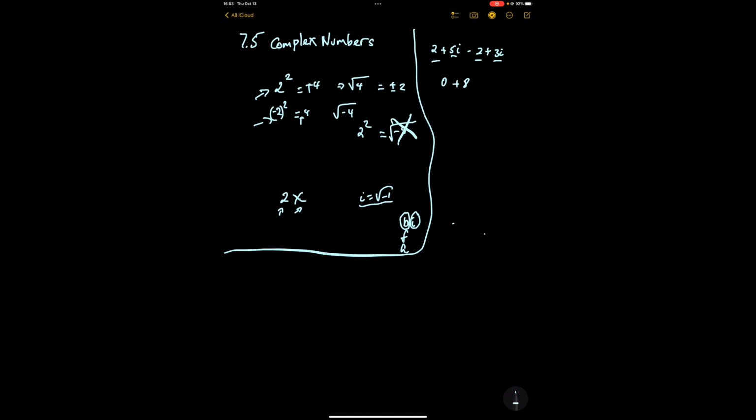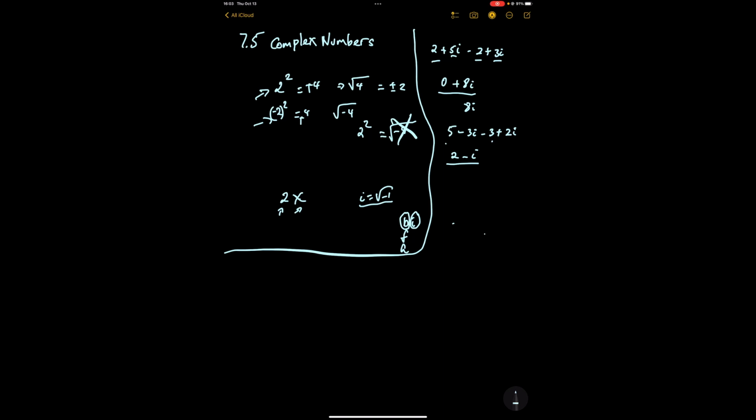5 plus 2 is equal to 8, so we would write 8i, but to make it more clear, it would be 0 plus 8i. In the same way, if you have 5 minus 3i minus 3 plus 2i, well, that would be 5 minus 3 is equal to 2, minus i. So that's how you would add or subtract complex numbers, basically.